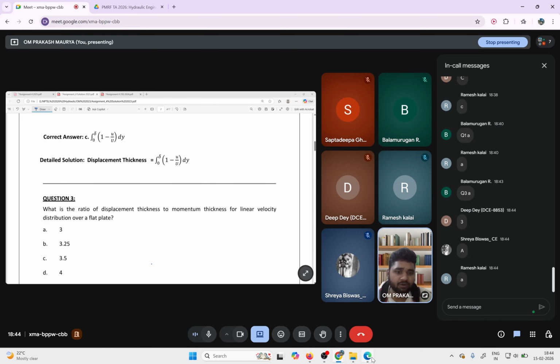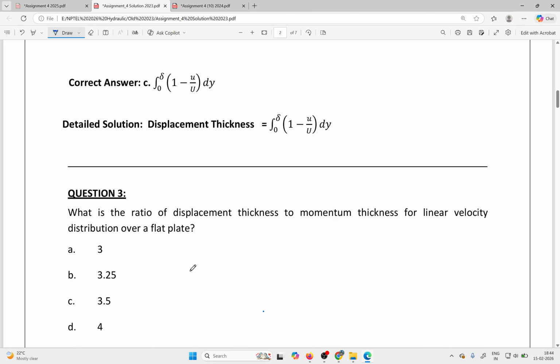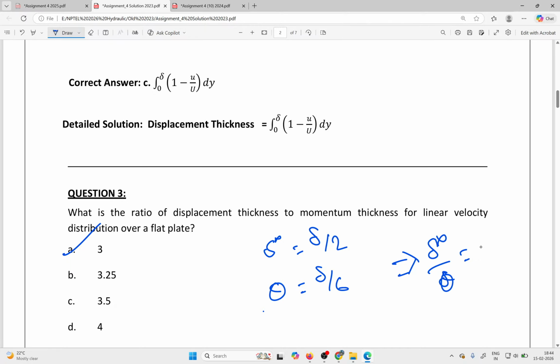Definitely we have already solved this question. So previously also A option was correct. Why? Because your displacement thickness was coming delta by 2 and your momentum thickness was coming delta by 6. So after taking the ratio delta star by theta, you are getting 3.